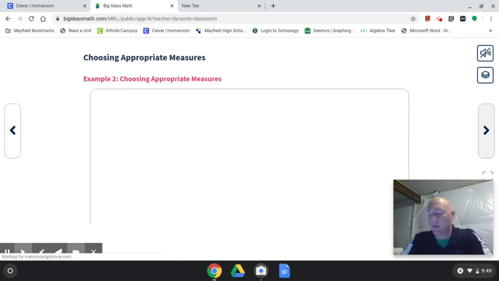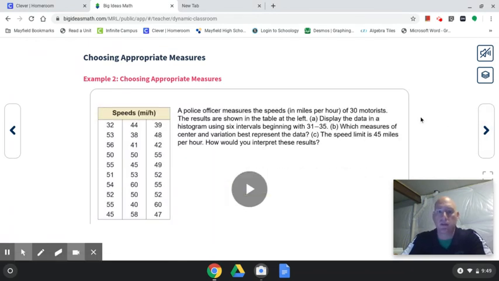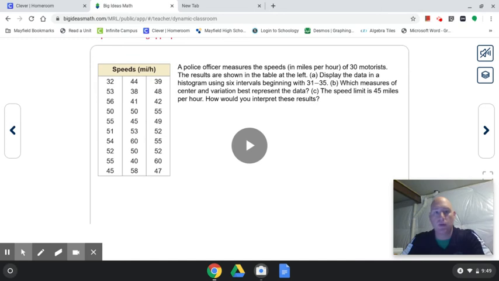So now, choosing appropriate measurements. And this is your example 2, okay? A police officer measures the speeds in miles per hour of 30 motorists. They're also shown in the table on the right, okay? So we have this table. You see 30 people, and you could just imagine a cop sitting there with his radar gun. Boom, boom, boom. 30 people come by. Here's what he records. Now, how would you interpret the results?